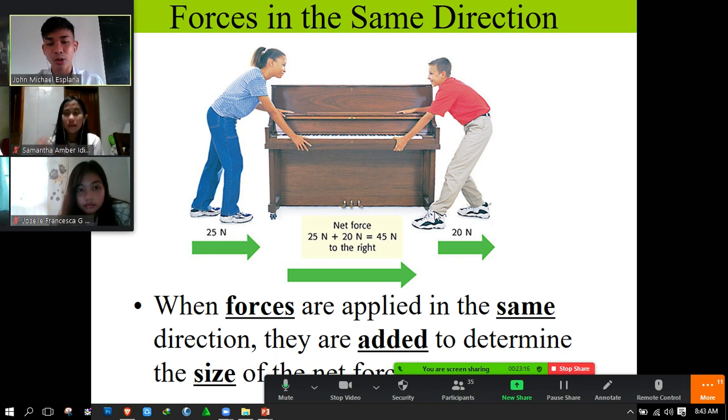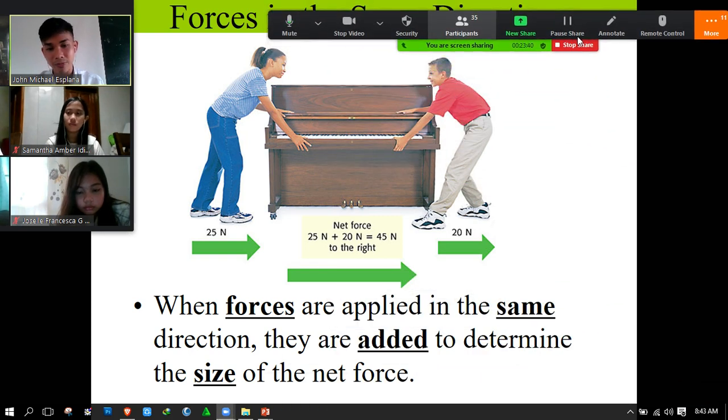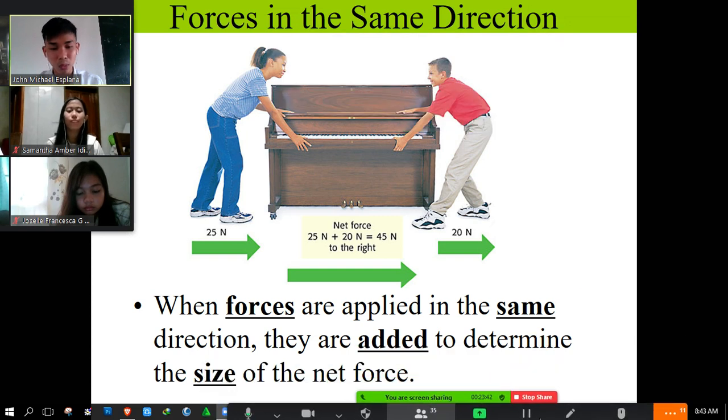Okay? So, how are we going to determine the net force? In order for us to get the net force, especially if the forces are in the same direction, they must be added. Okay, so here in this case, 25 Newton plus 20 Newton. So therefore, the net force or the resultant force will be 45 Newton.